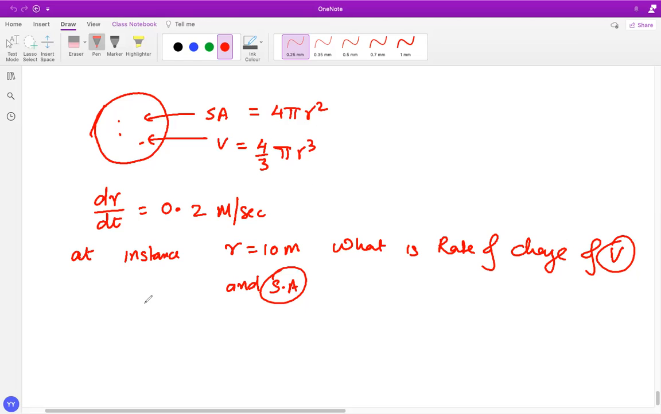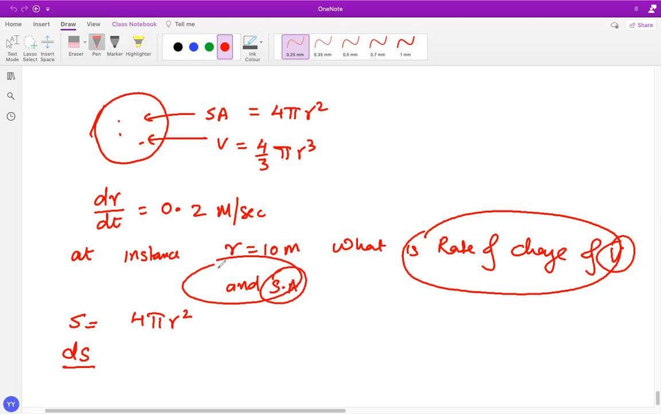So let us have a look at this relation first. Surface area is given by 4 pi r square, and so my dS by dt, because I'm asking the rate of change of volume and surface area, so rate of change of quantity is related with time. So dS by dt, as I said earlier, 4 pi r square, you do the normal derivative. So 4 pi times 2r, but you differentiated variable r, so times dr by dt. That's how I remember it.